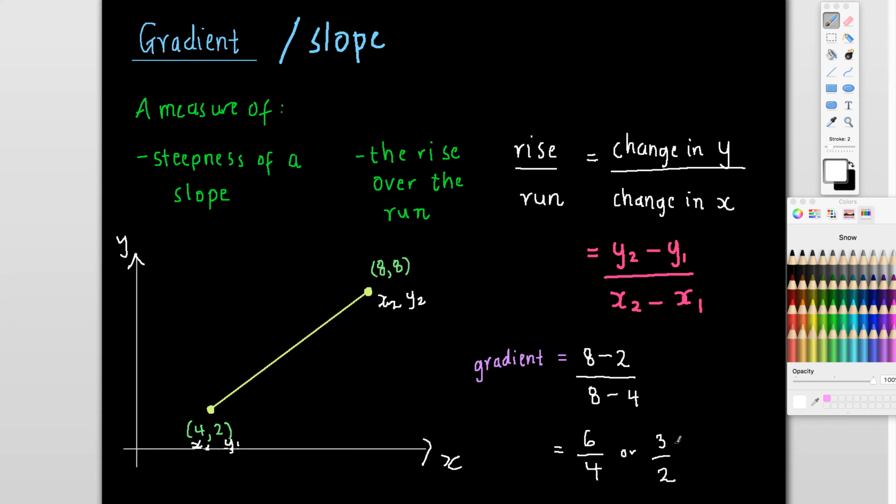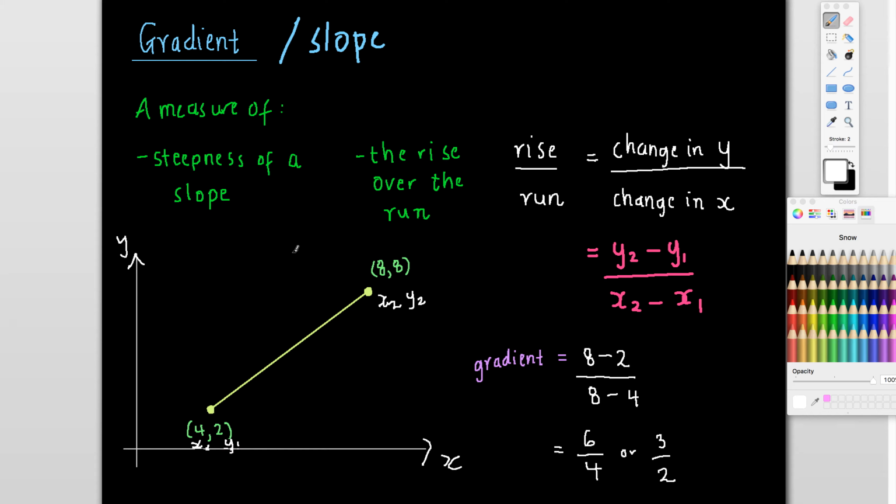So sometimes it will be written as a decimal, so this could be written, say, as 1.5. But of course, because we like to keep things in exact form, I'll leave it like that. Any fractional gradients that you get, you must simplify them. So that's a positive one just there.